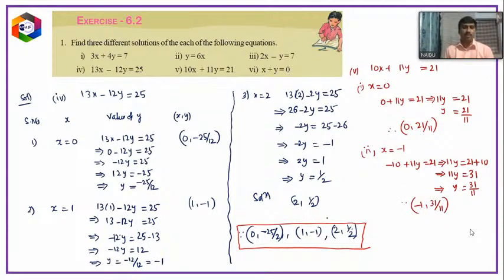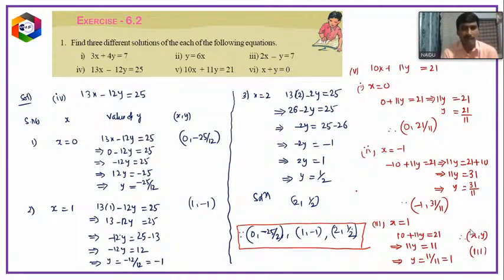So this is clear. Likewise, we need one more solution for this. This is the third one I am going to calculate. This time I am taking x equal to plus 1. 10 into 1 is equal to 10, plus 11y is equal to 21. Upon transposing, 11y will be equal to 21 minus 10, which is 11. Now the value of y is 11 by 11, which is 1. Now finally we get another solution, x equals 1 and y equals 1, that is 1 comma 1. So finally we have three solutions here also: 0 comma 21 by 11, minus 1 comma 31 by 11, and finally 1 comma 1.